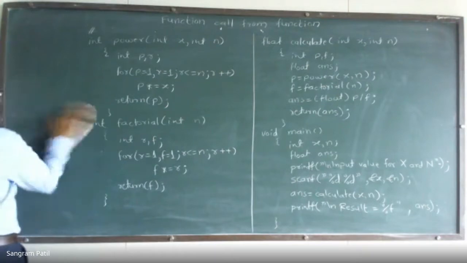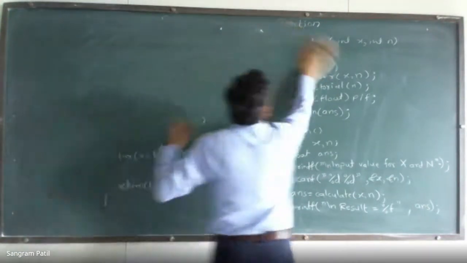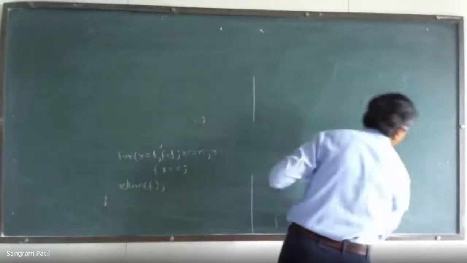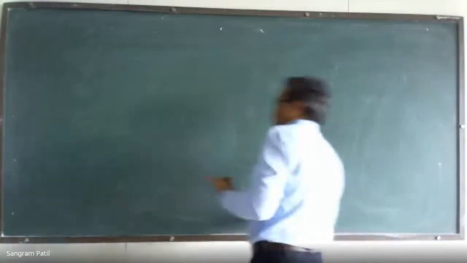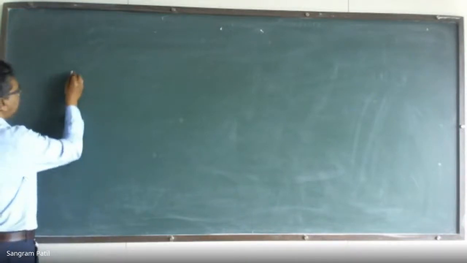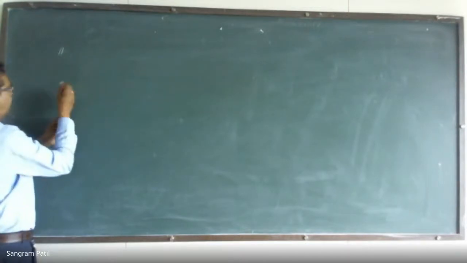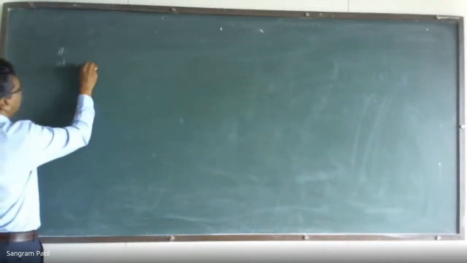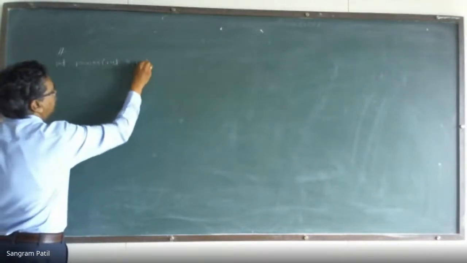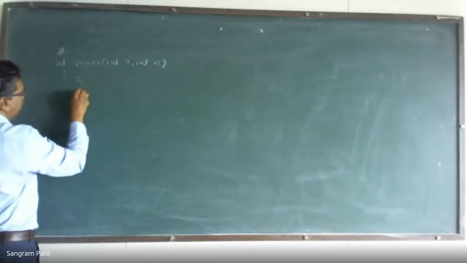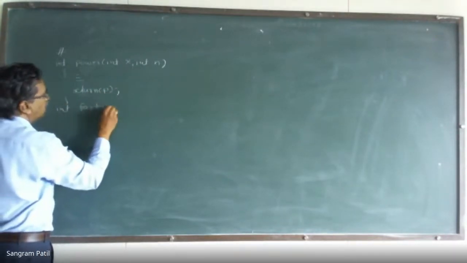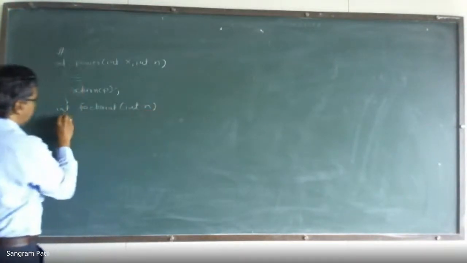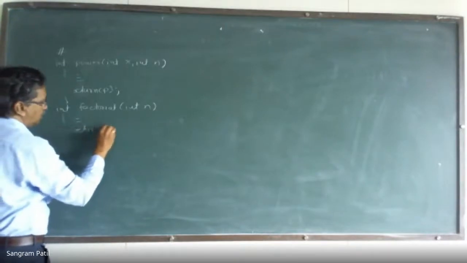Now I will wrap this all up. Now here we have, in short, I am writing here now: integer power, integer x comma integer n, and then return p. Integer factorial, integer n. Return f.